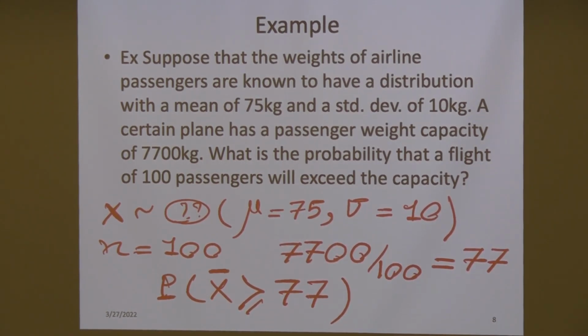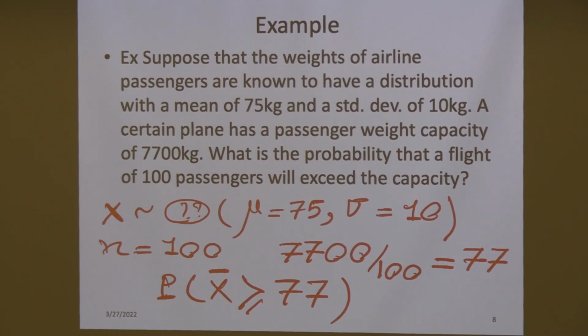So, example. Suppose that weights of airline passengers are known to have a distribution with a mean of 75 kilograms and a standard deviation of 10 kilograms. A certain plane has a passenger weight capacity of 7,700 kilograms. What is the probability that a flight of 100 passengers will exceed the capacity?